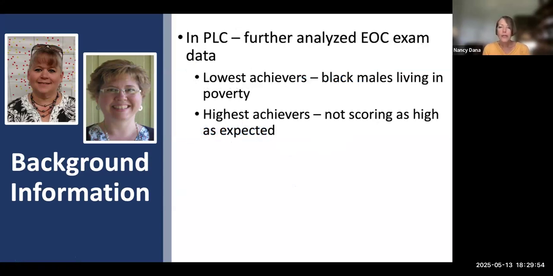But in their professional learning community, where the two of them met with another person on the team, they further analyzed their data and realized that the lowest achievers were Black males living in poverty, and their highest achievers were not scoring as high as they expected. So even though at first look, wow, they celebrated that their end of course exams were the highest in the state, they said, let's play with the data. Let's take a closer look at it. And this is what they uncovered from playing with their data.